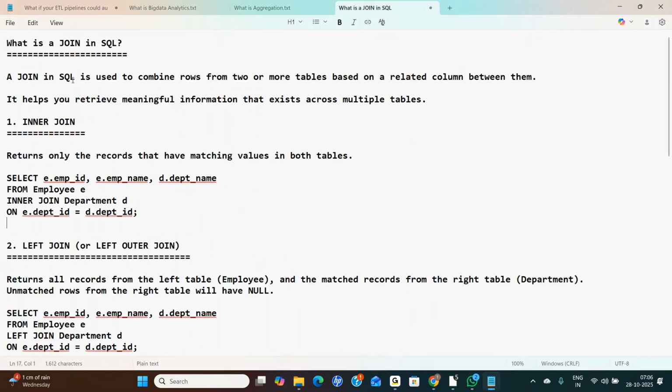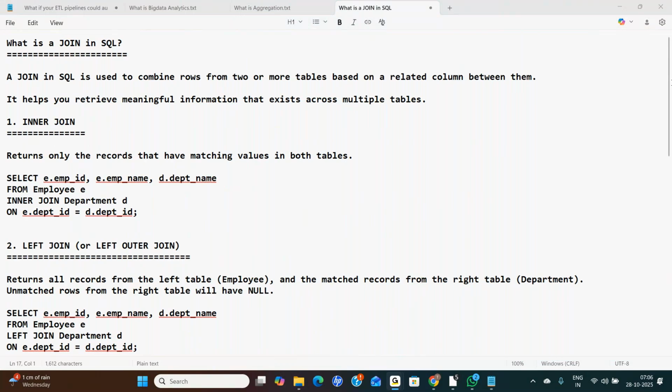Once you understand this join process, this topic spans today and tomorrow also. In tomorrow's class, after completing joins, I'll explain the indexing concept. Fine.